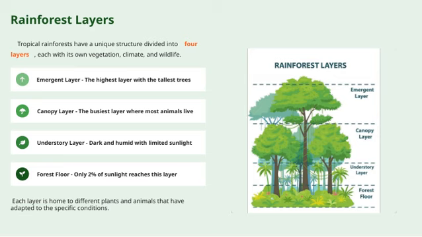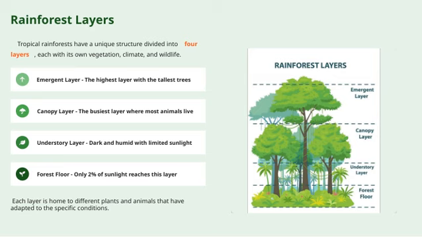Next is the canopy layer, which is often considered the busiest part of the rainforest. Most animals, from monkeys to colorful insects, spend their time here. It's like a lush, green ceiling filled with life, offering shelter and food for countless species.